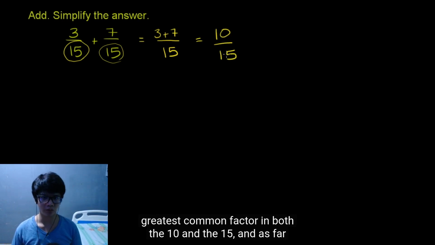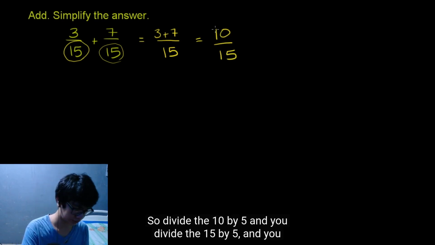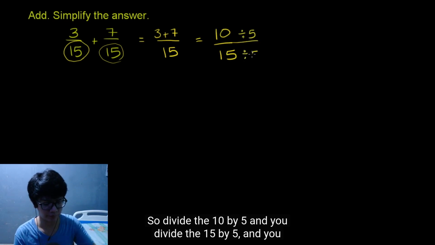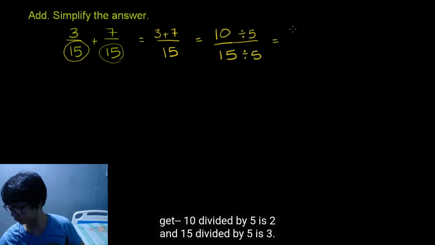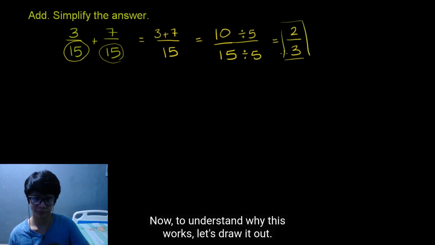As far as I can tell, 5 is the largest number that goes into both of them. So divide the 10 by 5, and you divide the 15 by 5. And you get 10 divided by 5 is 2, and 15 divided by 5 is 3. You get 2/3. Now, to understand why this works, let's draw it out.